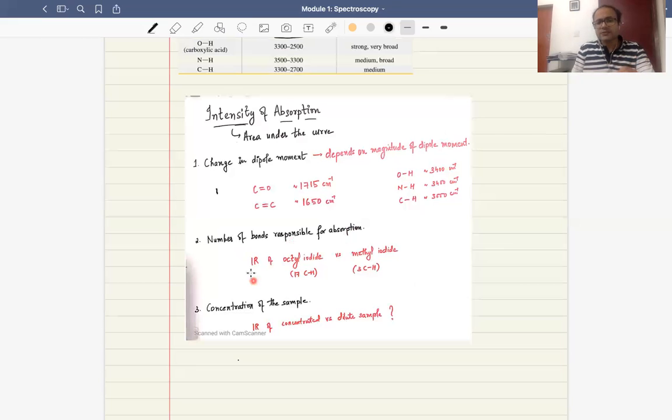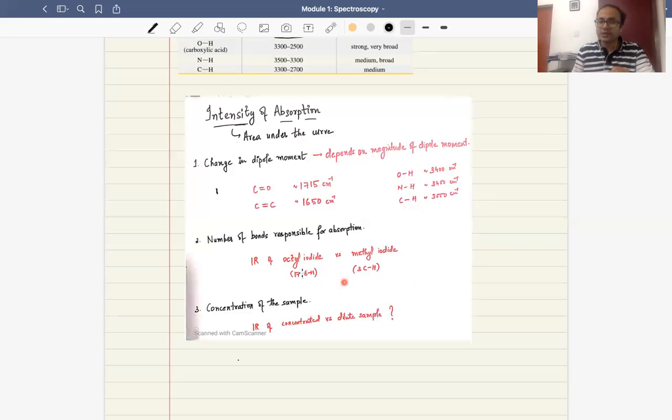If we compare the intensity of the CH peak in octyl iodide with the methyl iodide IR spectrum, the CH bonds present in octyl iodide number 17. You can easily draw an octyl iodide. In methyl iodide, there are only 3 CH bonds present.